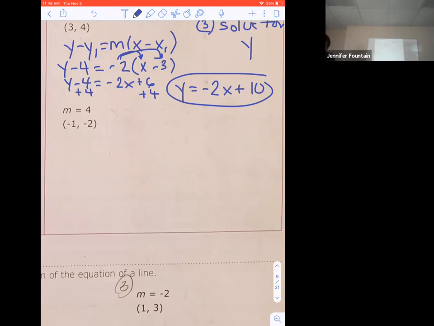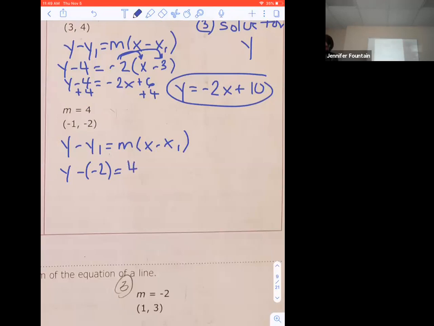Let's do the last one. y minus y1 equals m times x minus x1. So it's y minus a negative 2. I'll leave it like that for just a minute and then we'll change it. I just want y'all to be able to see it.